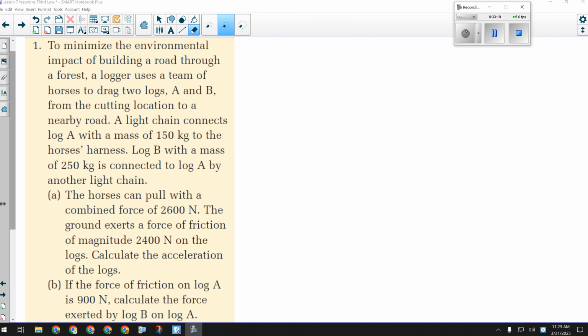Okay, so we didn't do the two log question, did we? I think we did. Okay, write this one down, give it a try. It's very similar to what we've been doing. Don't let the fact that it's chains connecting logs make you feel like it's any different than two boxes pushing on each other. It's the same idea.